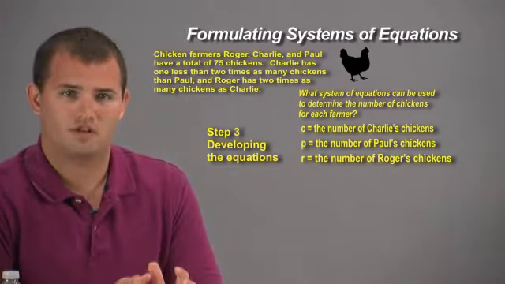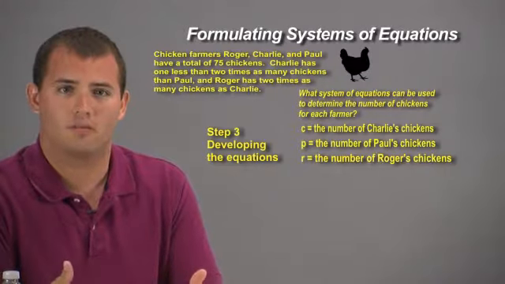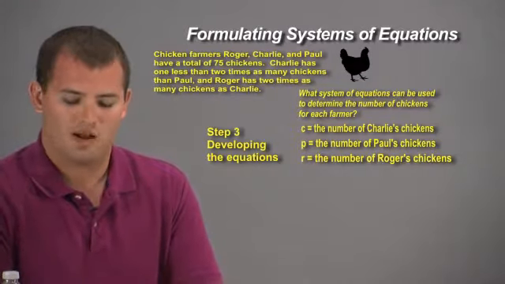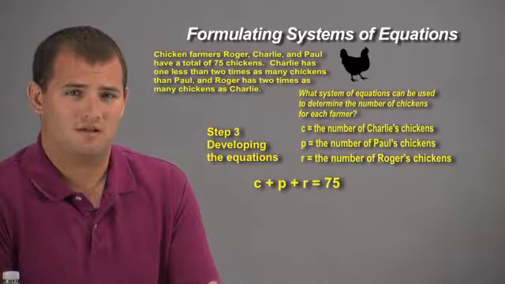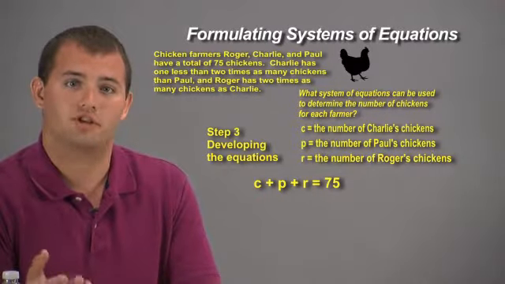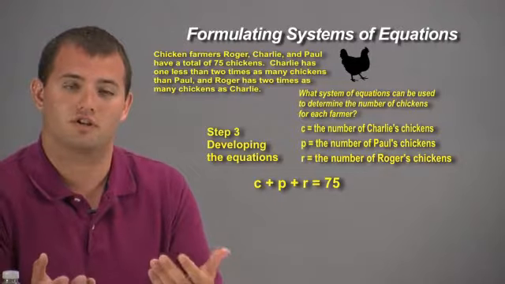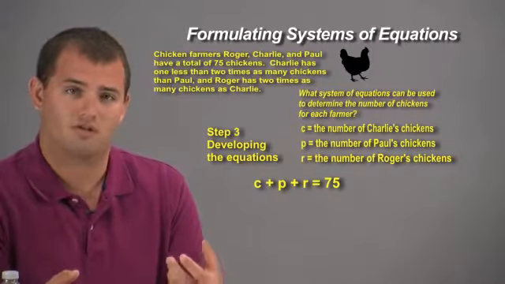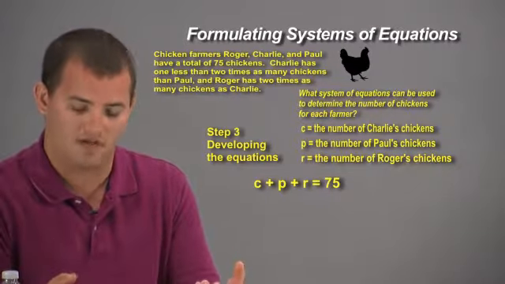The first equation is we know that altogether the farmers have 75 chickens. So I would say that C plus P plus R is equal to 75. The quantity of chickens that Charlie has plus the quantity of chickens that Paul has plus the quantity of chickens Roger has is equal to 75.